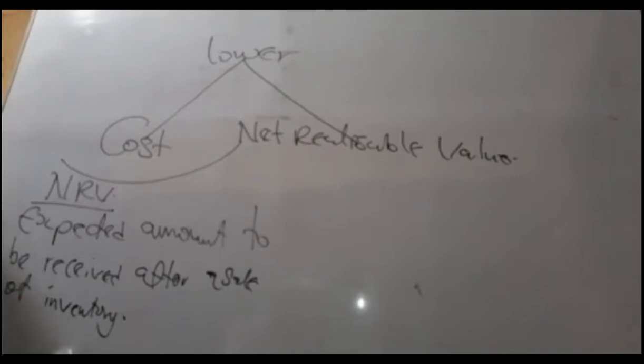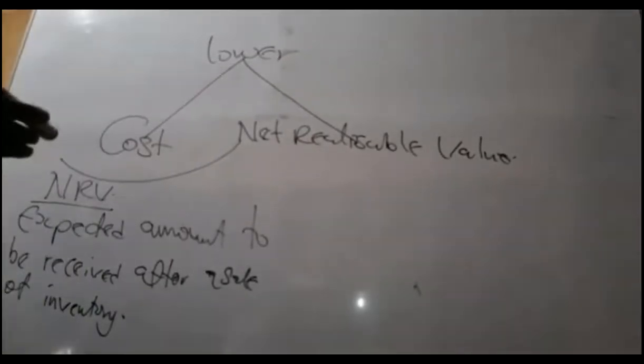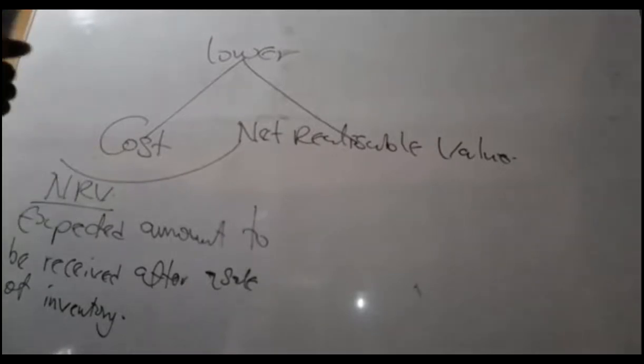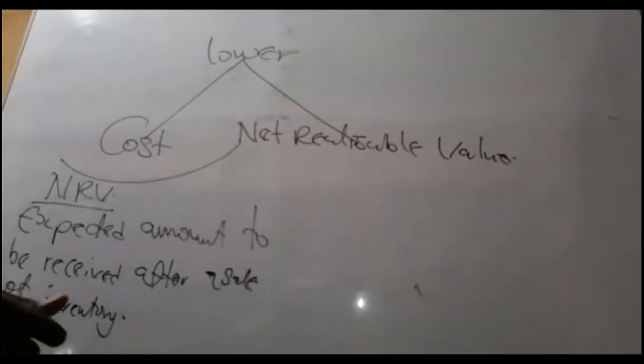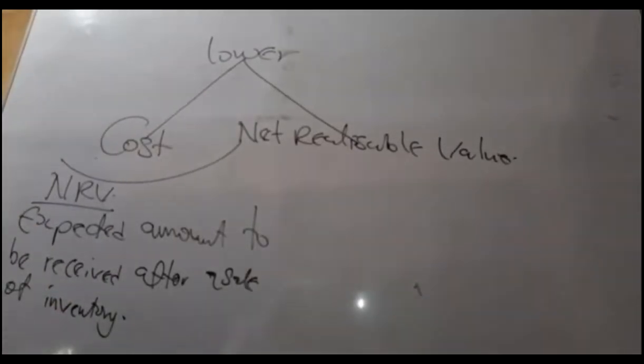So if you have a particular asset, if you should sell this asset today, how much are you going to realize from it? The net means less any selling cost afterwards. So expected net amount to be received after a sale of what? Inventory. Net means less what? Any selling cost from that asset. So that is the NRV. Good. So expected net amount to be received after a sale of inventory.